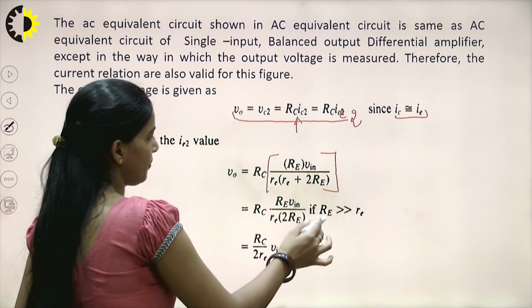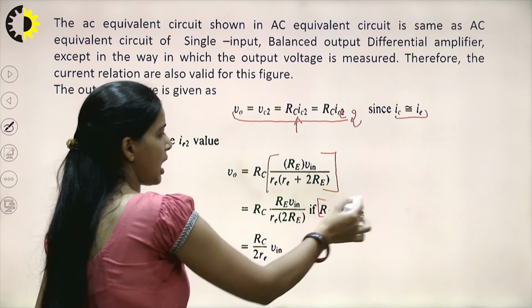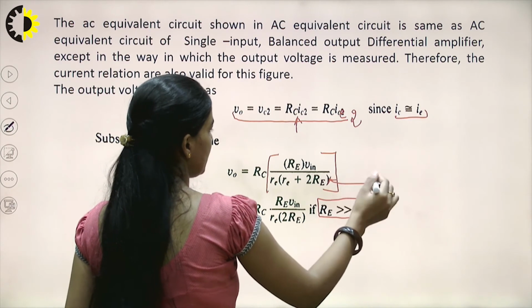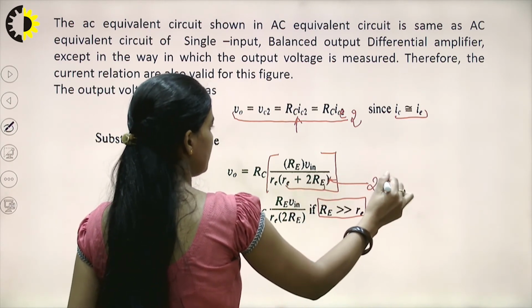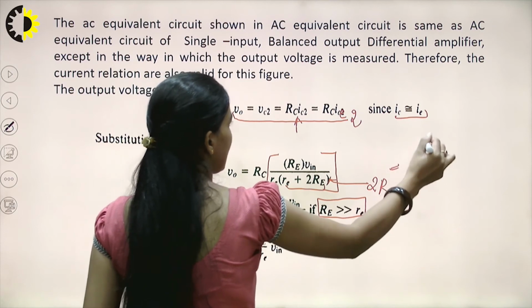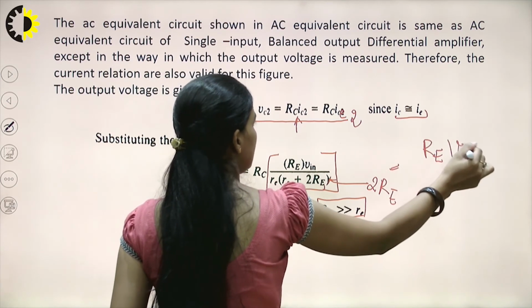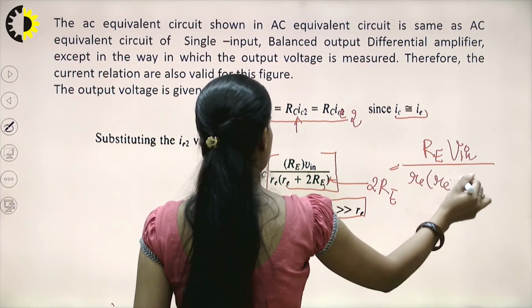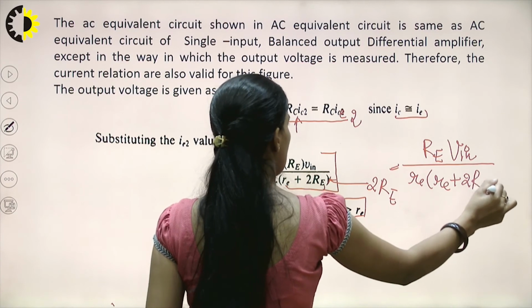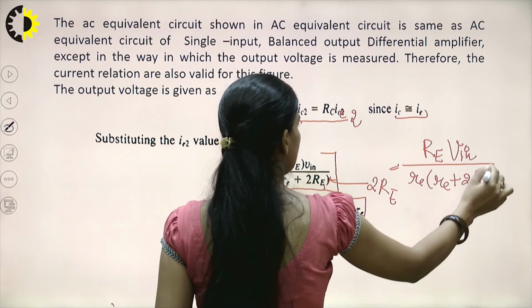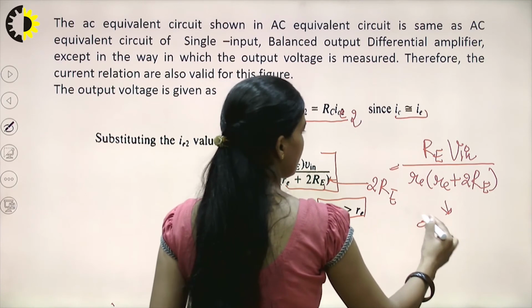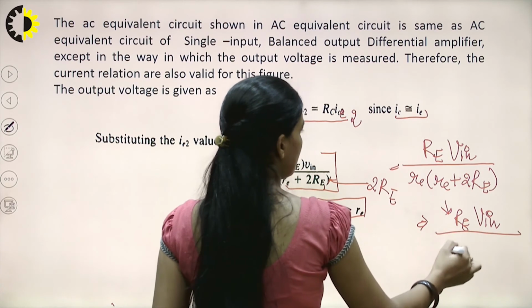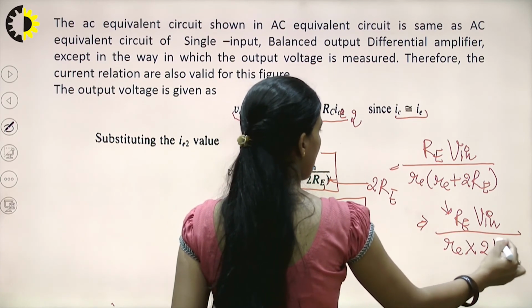So, we get this for the condition when RE is greater than re, because when RE is greater than re, the denominator part RE plus 2re will reduce to 2re, and we can write it as RE into Vin divided by RE into RE plus 2re. Now, this will reduce to RE into Vin upon RE multiplied by 2re.